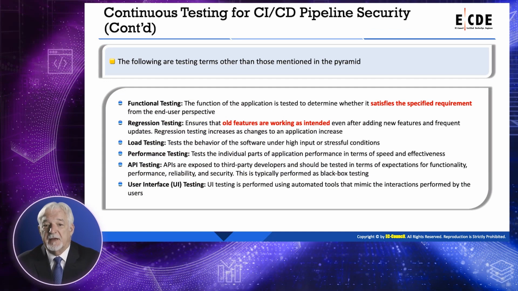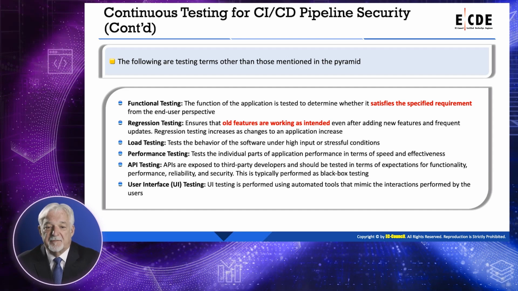The following are testing terms other than those mentioned in the pyramid. We have functional testing. The function of the application is tested to determine whether it satisfies the specific requirement from the end user perspective. Regression testing ensures that old features are working as intended, even after adding new features and frequent updates. Regression testing increases as changes to an application increase. Load testing tests the behavior of the software under high input or stressful conditions.